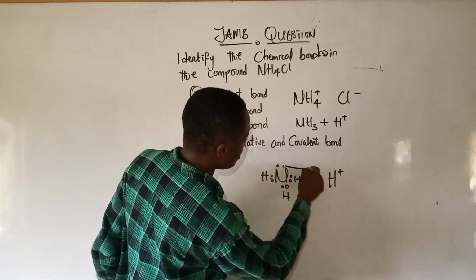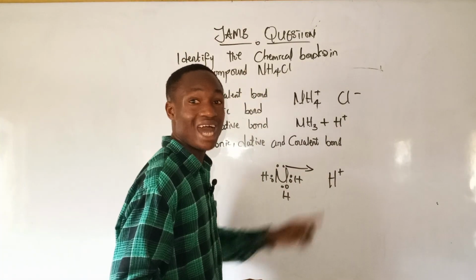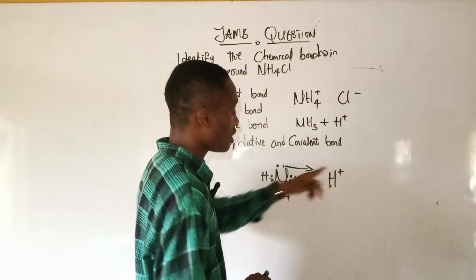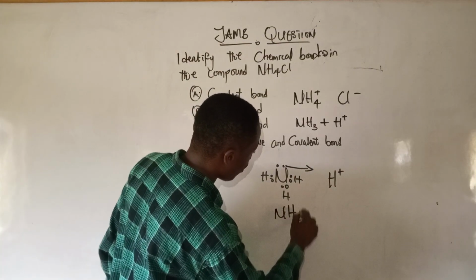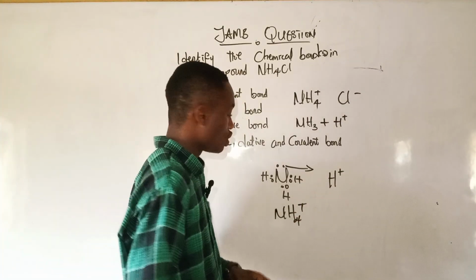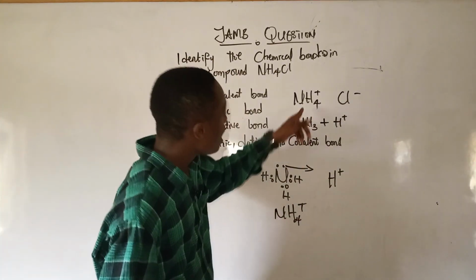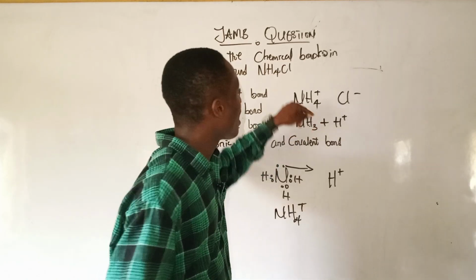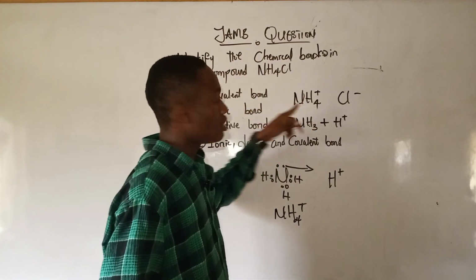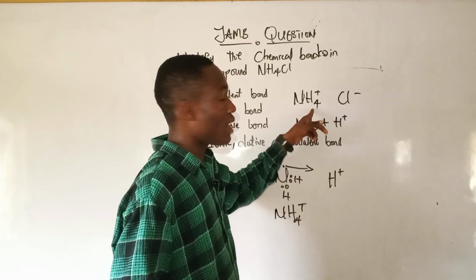And we have this. We denote it with an arrow pointed from the donor to the acceptor. So we have NH4, which carries the plus sign. So there exists a dative bond or a coordinate covalent bond, and a covalent bond in the ammonium ion.